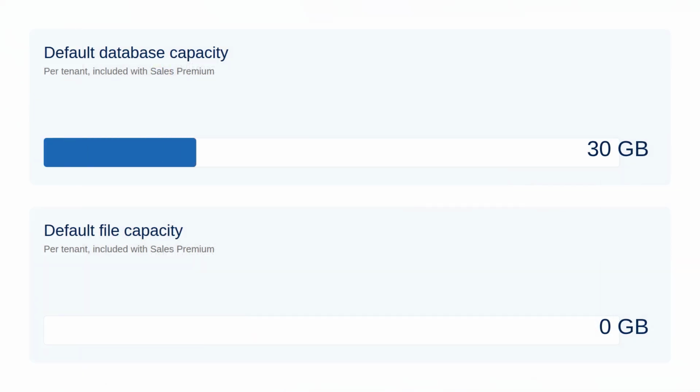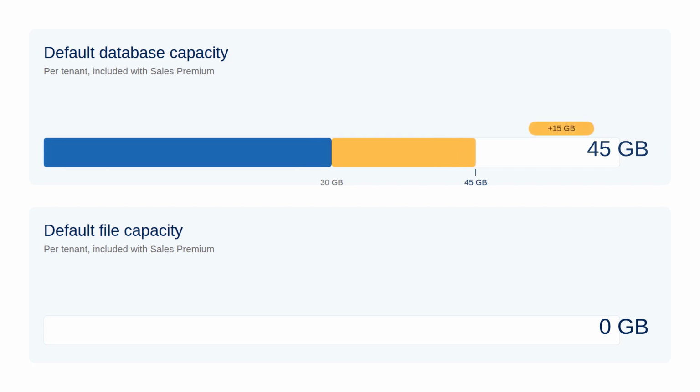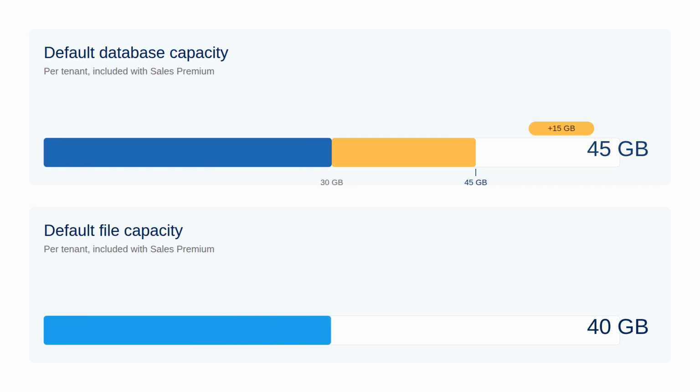The default database capacity per tenant increased by 15 GB from 30 to 45 GB. Default file capacity, which includes attachments, received an extra 20 GB, rising from 40 to 60 GB.